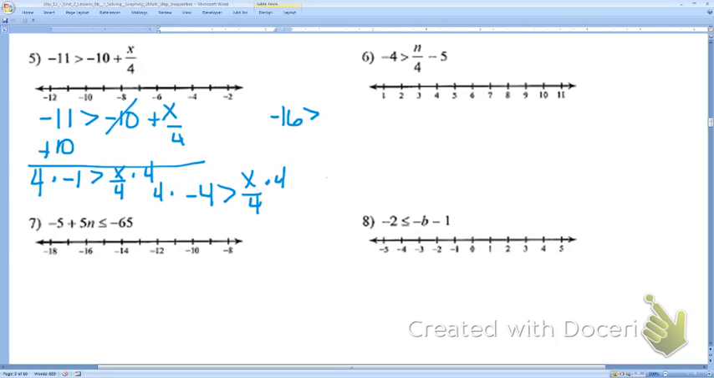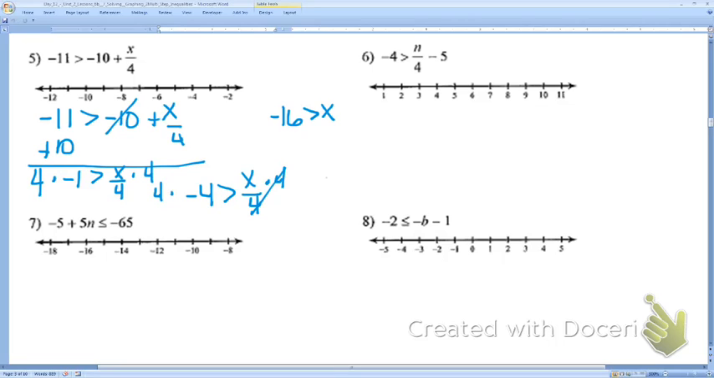It's greater than, these 4's cancel out, x. I'm ready to graph it because my variable's all by itself now. I find the negative 16, oops, looks like I must have made a mistake because I don't even see negative 16 on my graph. Where did I make my mistake?